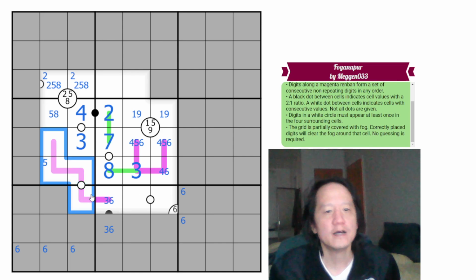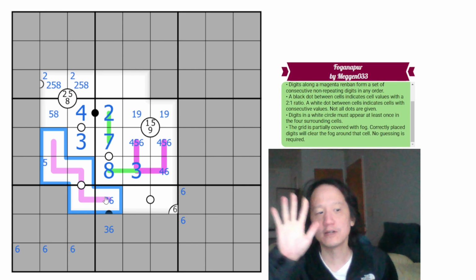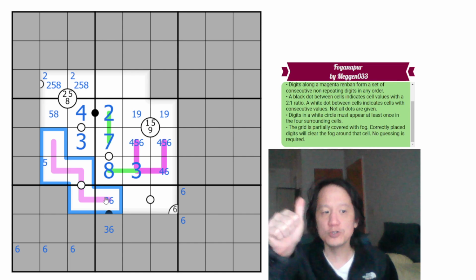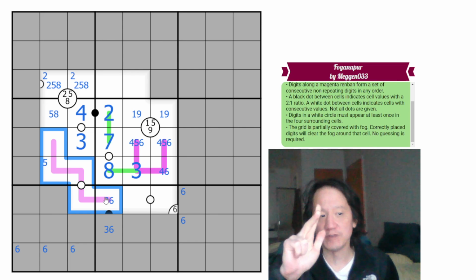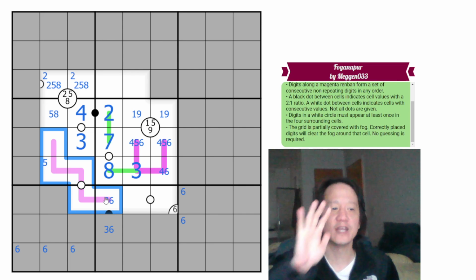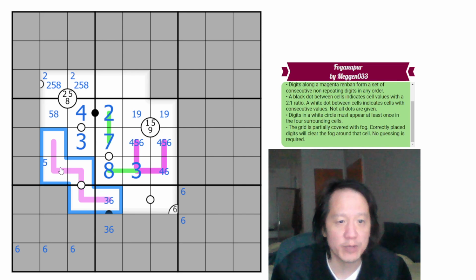Because again, on this Renban, there's 5 digits that are consecutive. So it's either 1, 2, 3, 4, 5, which has a 5, 2, 3, 4, 5, 6, which has a 5, 3, 4, 5, 6, 7, which has a 5, 4, 5, 6, 7, 8, which has a 5, and 5, 6, 7, 8, 9, which has a 5. Therefore, there is a 5 on this Renban, and it has to be here.